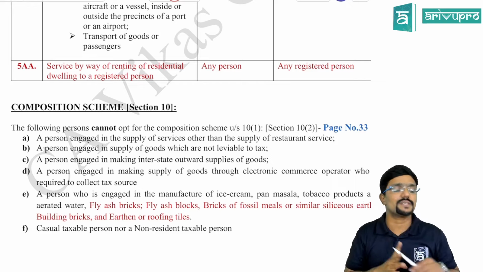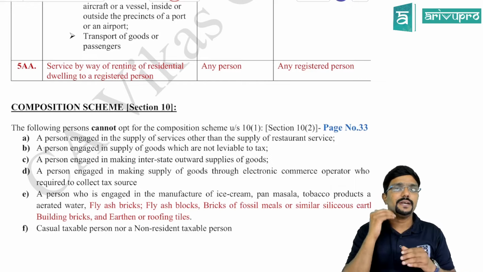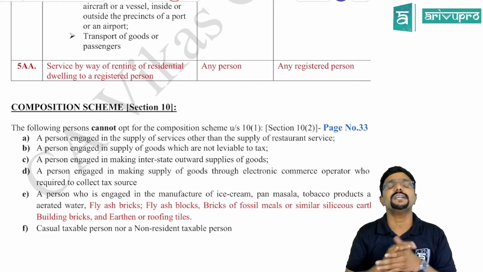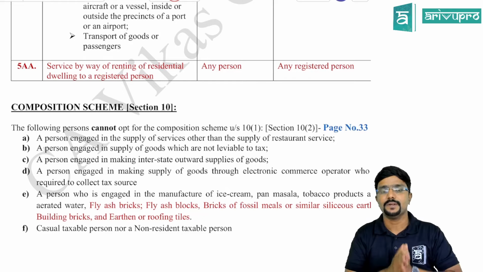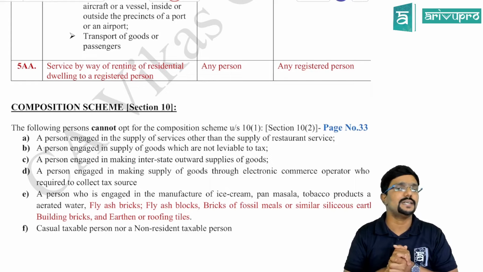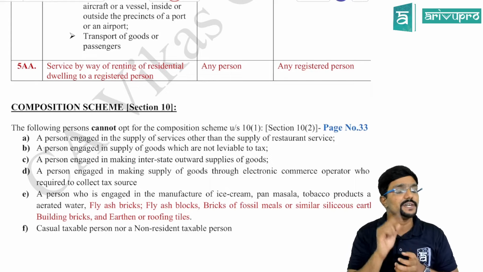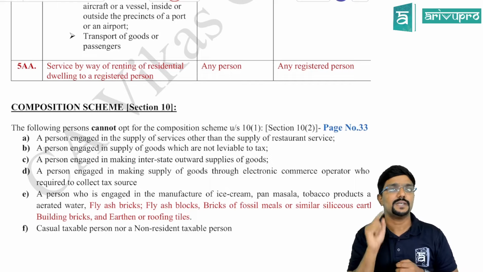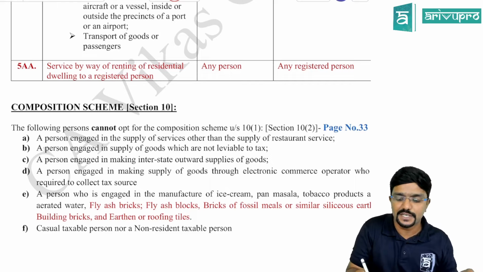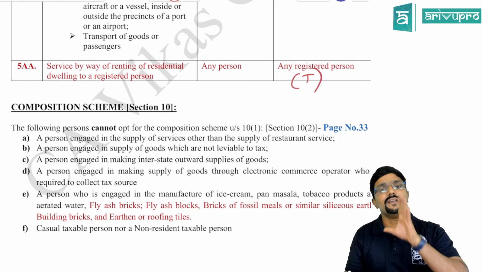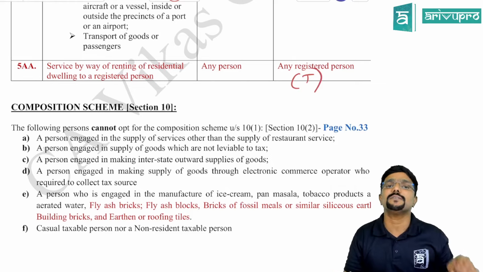See, previously this was covered under the exempt list. Renting of residential dwelling, meaning house or house property for a residential purpose, was completely exempt. But now they have brought one thing under RCM: if a property is rented out even for a residential purpose, but to a registered person, that is, if a tenant is registered under GST, guys, then the tenant has to pay tax under reverse charge mechanism.